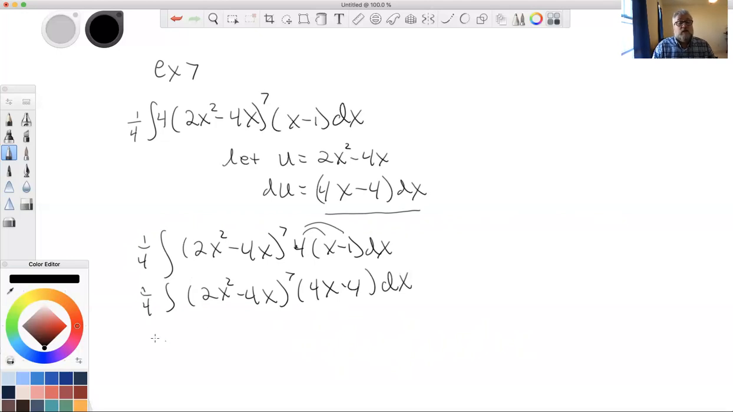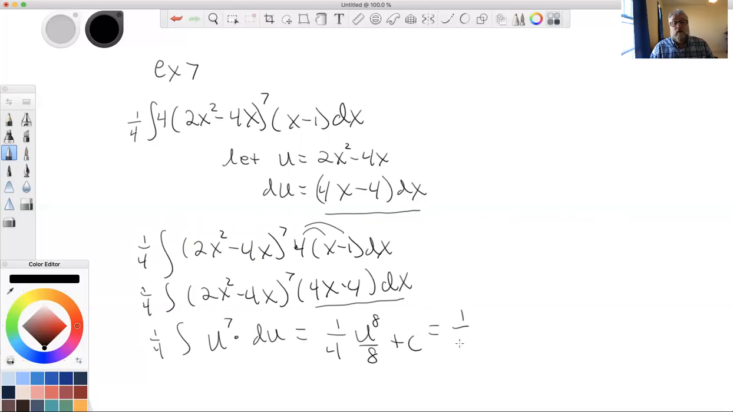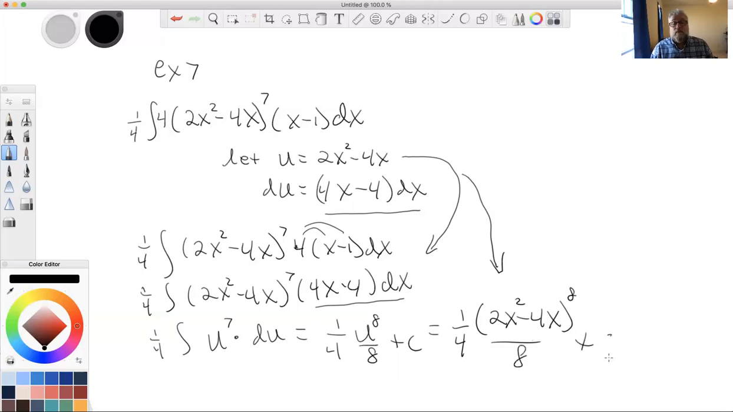So here's my u to the 7th, and here's my du. So that's going to be, we've got to keep that 1/4 out there, u to the 8th over 8. And now let's plug in our u, which is this guy, right? We're going to stick it in down there. 2x squared minus 4x to the 8th over 8. And obviously you would combine those and make it 32, right?